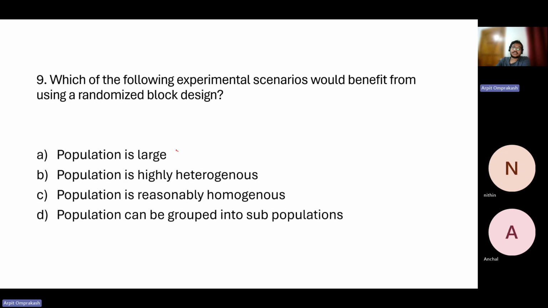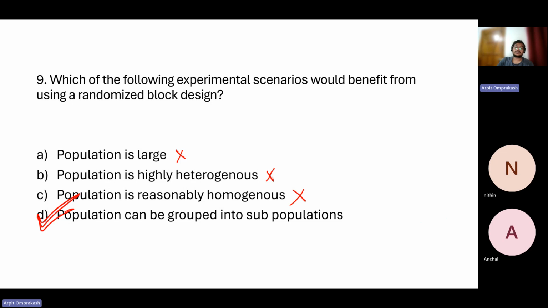If the population is highly heterogeneous, doing a block design might help you, but might not help you also, right? The third is population is reasonably homogeneous. If the population is homogeneous, then there's no need to do a block design, because everything is almost the same. The fourth is population can be grouped into subpopulations. So this is the correct option.